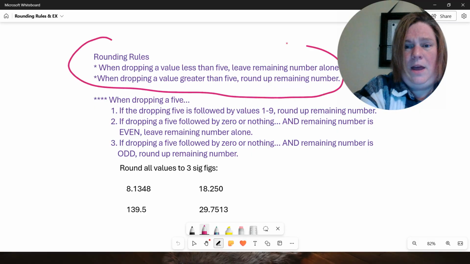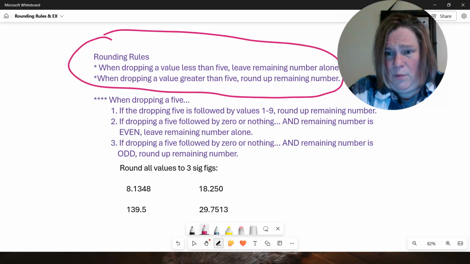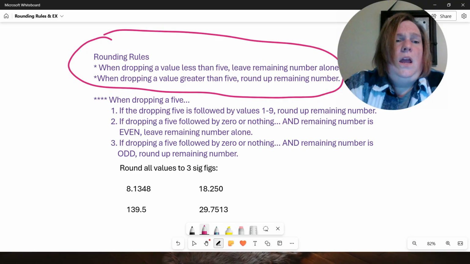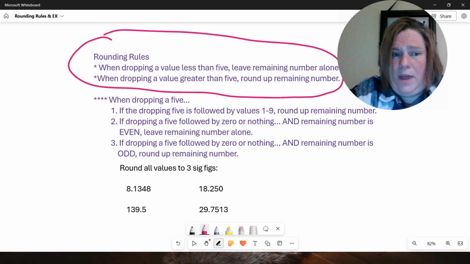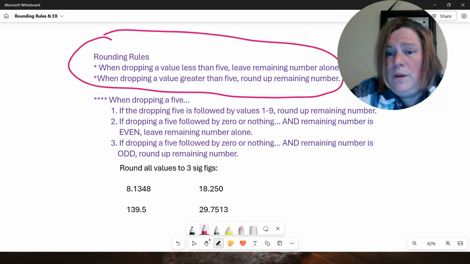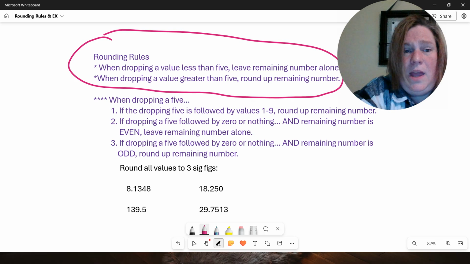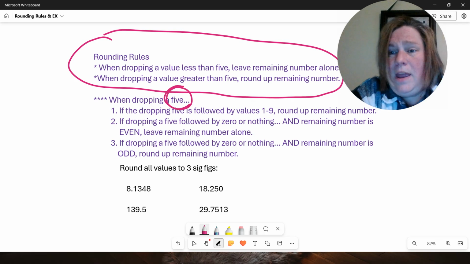My students typically come into my class with a rounding rule from math class. When rounding in math class, if you're dropping a number less than 5, you just leave the remaining number alone. And if you're dropping a number greater than 5, you round the remaining number. And that's true in chemistry, but it's a little more specific when you're dropping a 5.